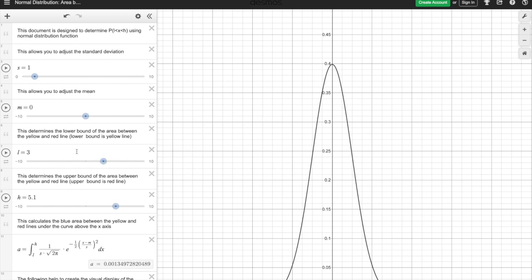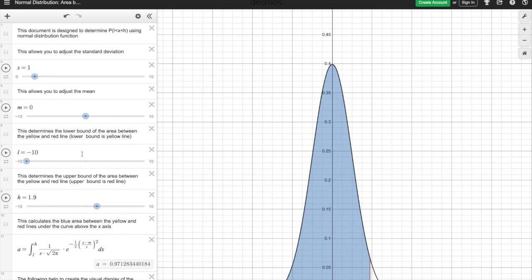To do that, we'll use these two sliders here for L and H. L stands for lower limit, H stands for higher limit. And you can see the sorts of things that happen when we move the sliders. There's a blue area underneath the curve that's shifting. In this demonstration video, I'm going to show you how to do one of the problems from the self-check. In the self-check, you're asked to calculate two probabilities.